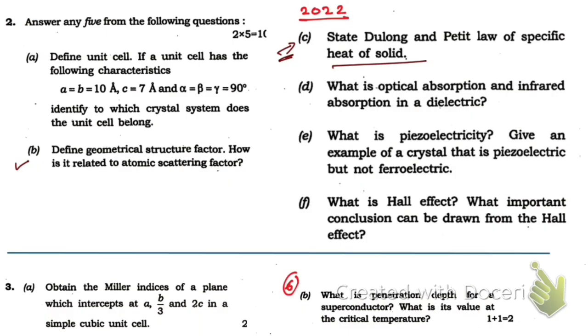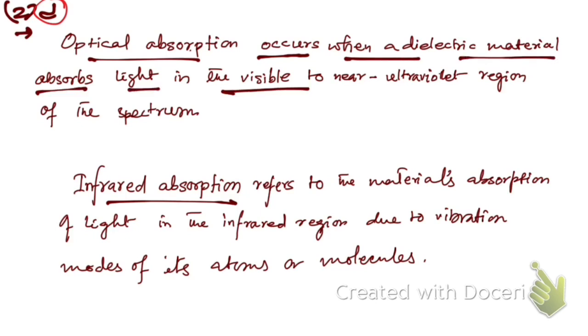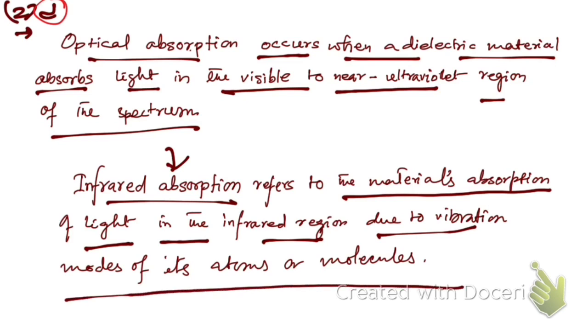The next question is: what is optical absorption and infrared absorption in dielectric? Here is the optical absorption and infrared absorption. Optical absorption occurs when a dielectric material absorbs light in the visible to near violet region of the spectrum. Infrared absorption refers to the material's absorption of light in the infrared region due to the vibration modes of its atoms and molecules. So this is 2D. Now let's move on to the next question.